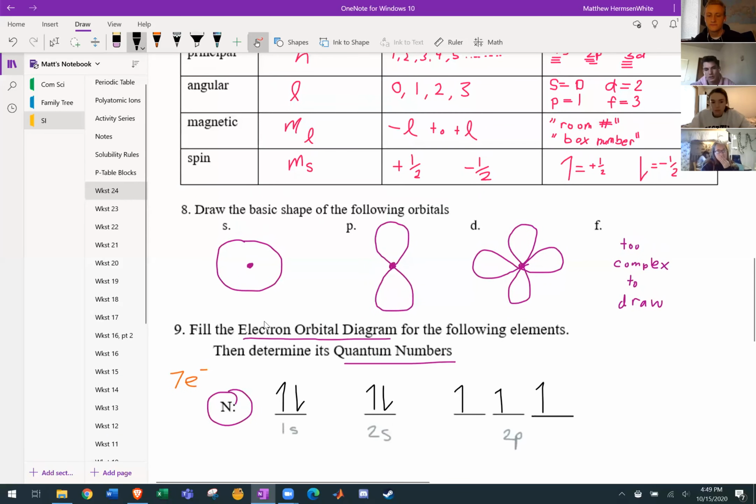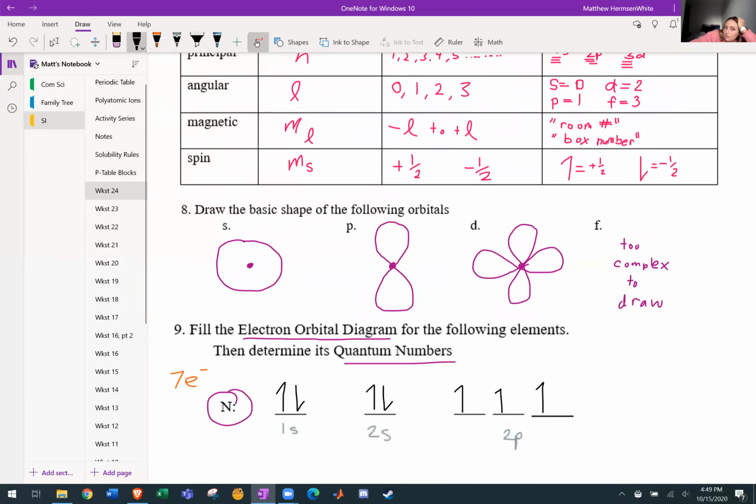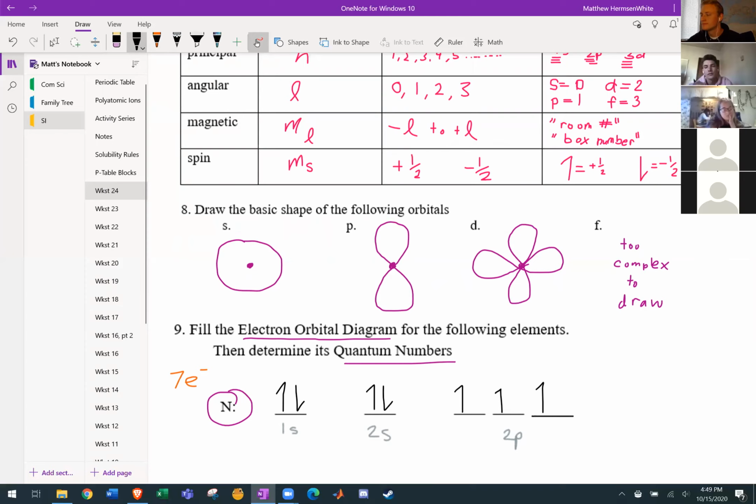Why are the ones in the p all going up? Good question. Does anyone know the answer to that? Why they all go up? With the p's, you can't just double up since there are 3 lines. You need to go across before you come back and do it again. Yes, that's exactly right, Megan. You have to fill 1 electron in each box before you put 2 in one box. So you should go across and then come back. And there's a rule for that. I can't remember what it's called.